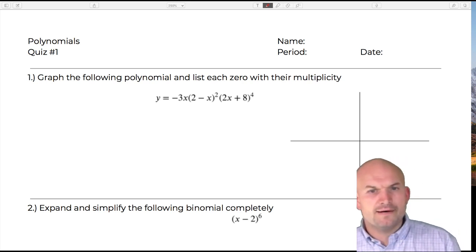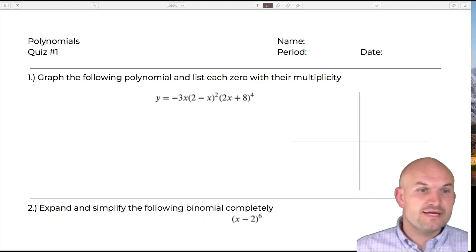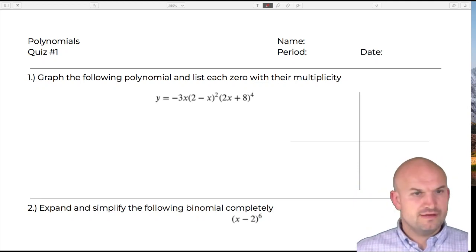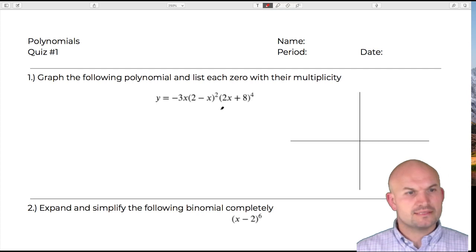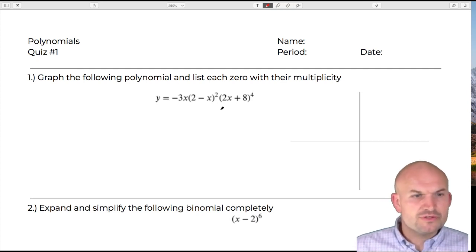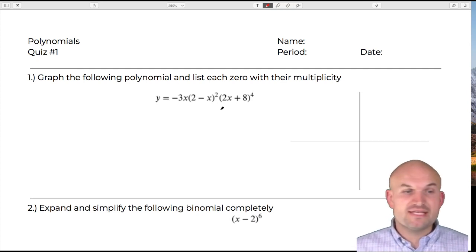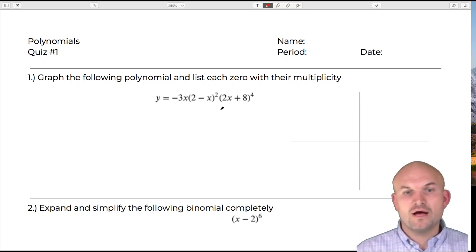All right, so what I want to do is go through the quiz here. It's the first, what happened to it? There we go. We're going to follow through the Polynomials Quiz. This is the first quiz in the Polynomials unit, and it says graph the following polynomial and list each zero with their multiplicity.